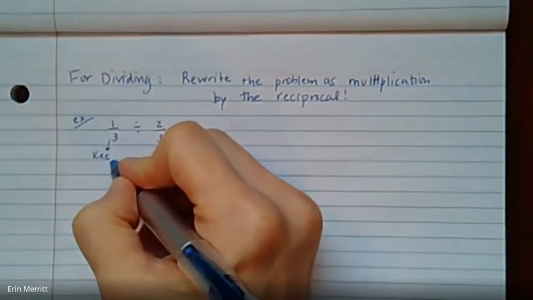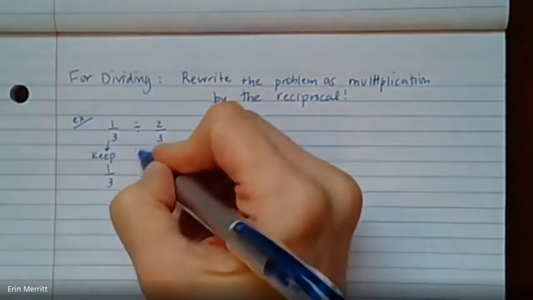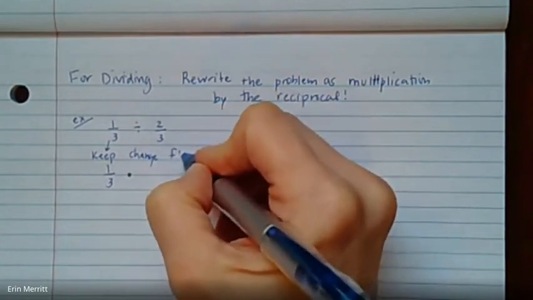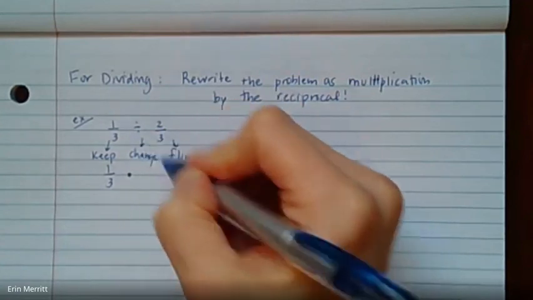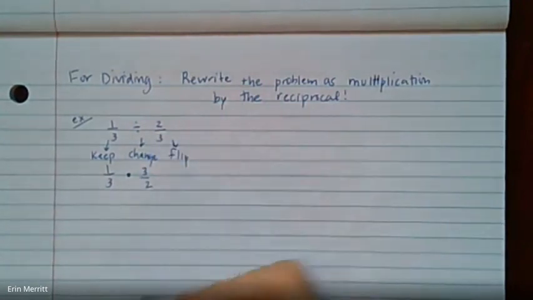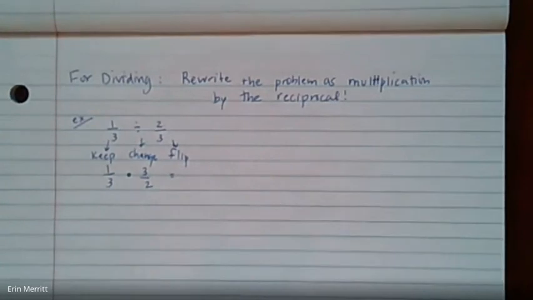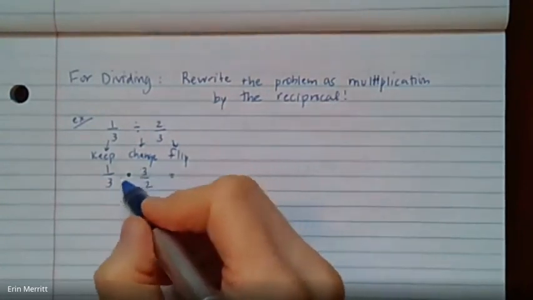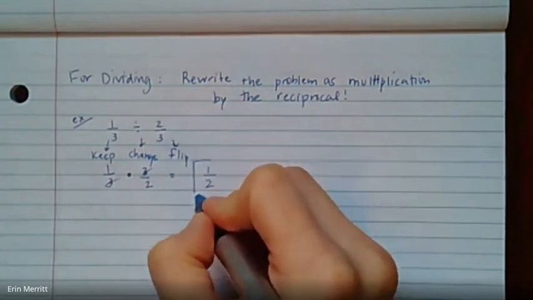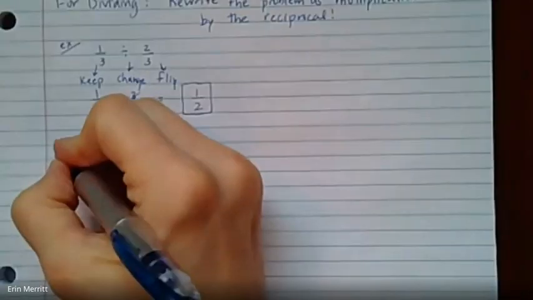If I keep this first guy, it will stay 1/3. We're going to change this to multiplication, and then we'll flip the last thing. So flip it over, becomes 3/2. As soon as it's a multiplication problem, you know what to do. This one, we could just cancel those 3's and we'd be left with a half, right?